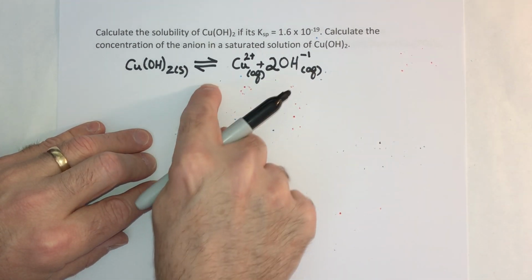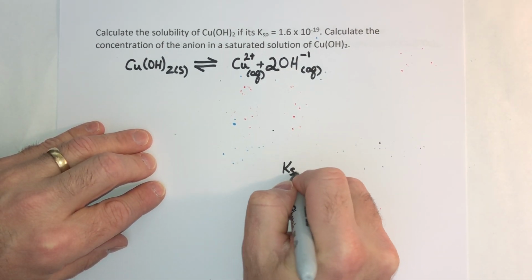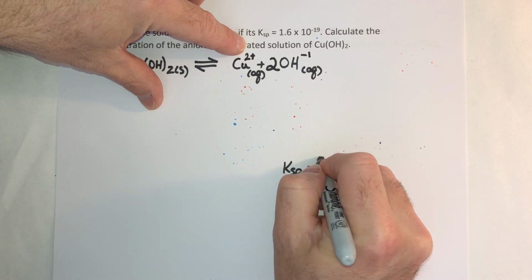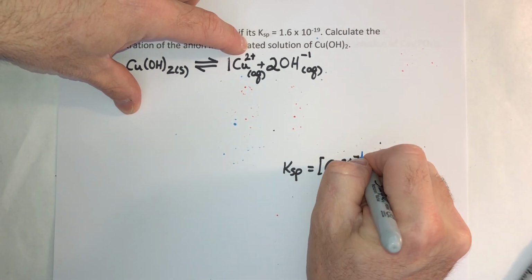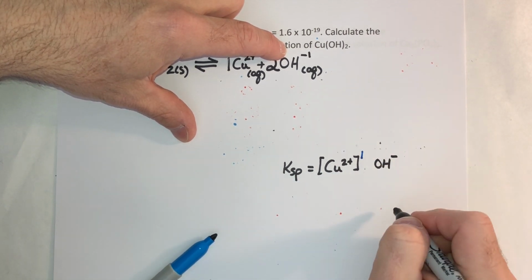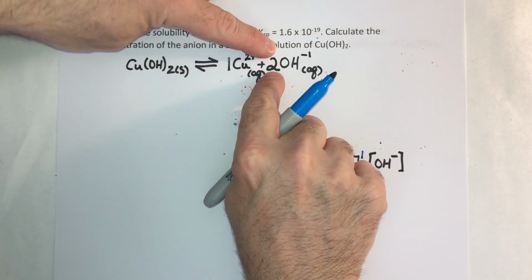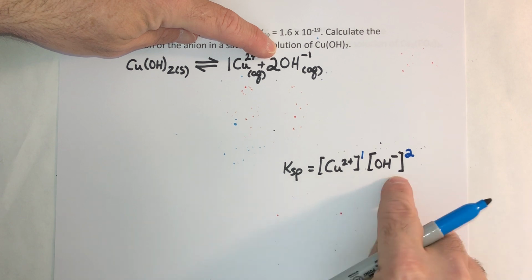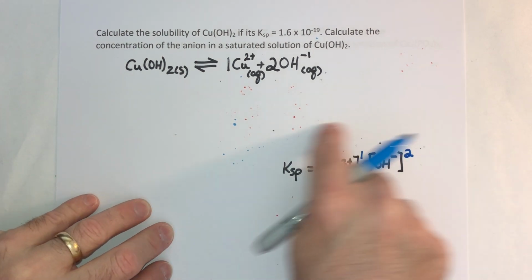Okay, now I know that I'm going to be building a table here, my ICE table, so I'm going to skip a bit of space and do my KSP down here. So KSP equals first product, copper 2 plus, put it in a square bracket to show that it's concentration. I did use a 1 to balance it, so let's put a power of 1 here. The second product is hydroxide, minus. Put it in square brackets to show that it's a concentration. And for this one, in order to balance it, I had to have 2. So the power here is going to be 2. The denominator should be my reactant, but my reactant is a solid, so I get to leave it out. Okay, this is my equilibrium expression.